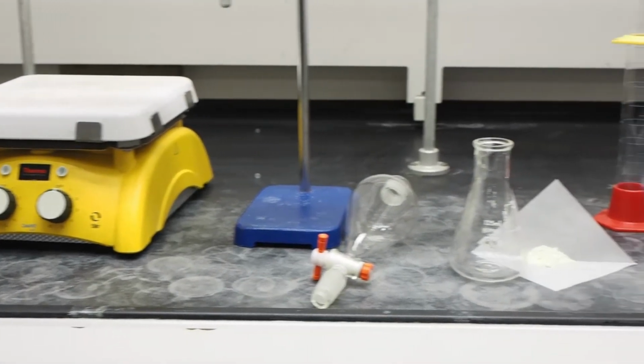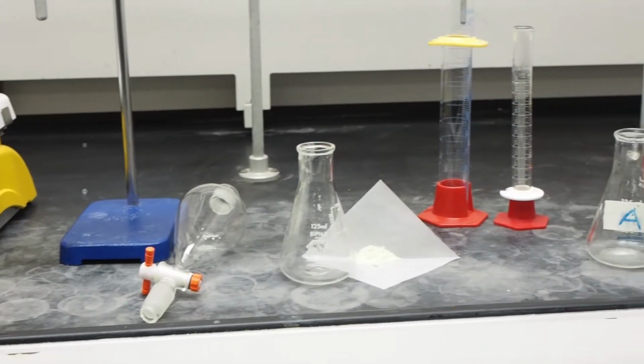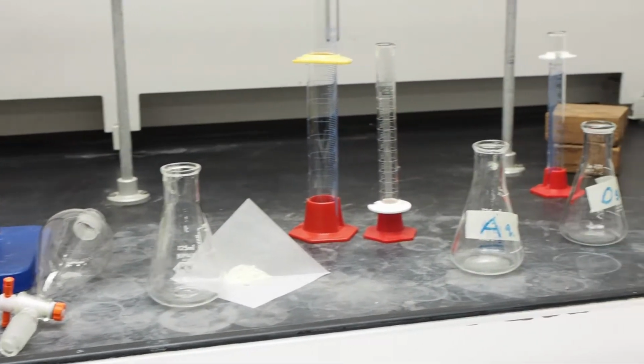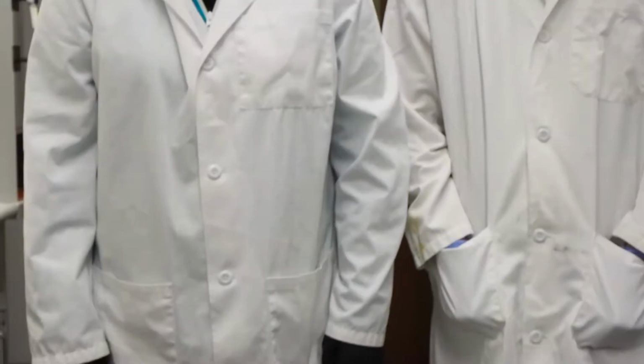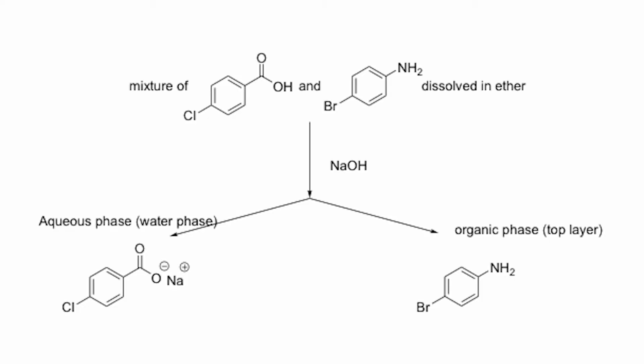Lab 3, Extraction. This video will teach you how to perform an acid-base extraction, a common technique for separating compounds based on their solubility differences. Our experimenters, David and Bibia, will separate 4-chlorobenzoic acid, which is a carboxylic acid, from 4-bromoaniline, which is a mild base.